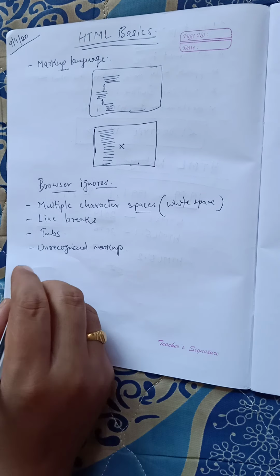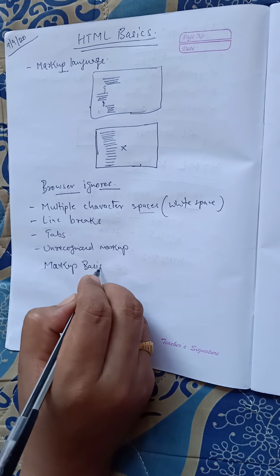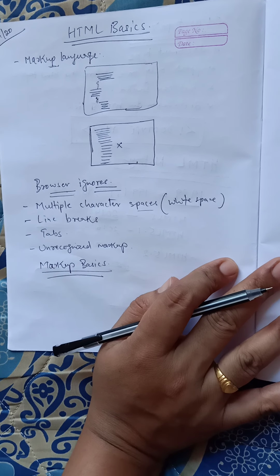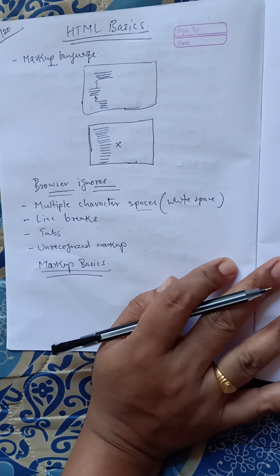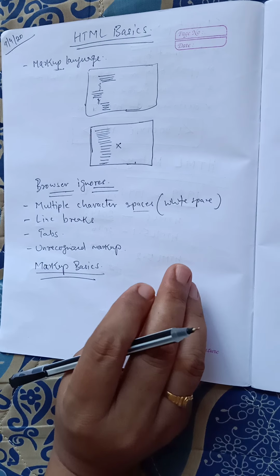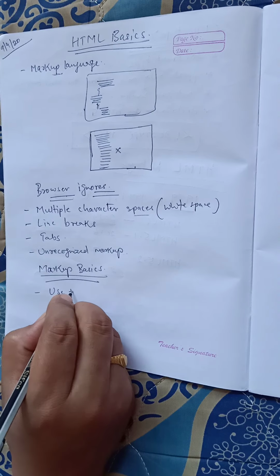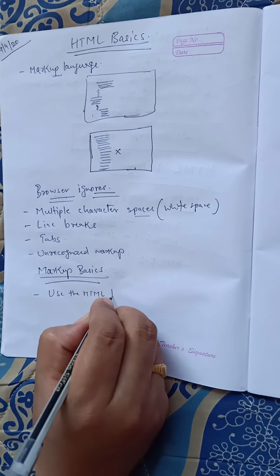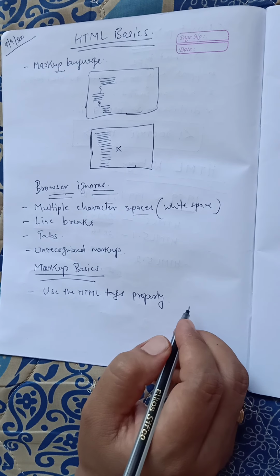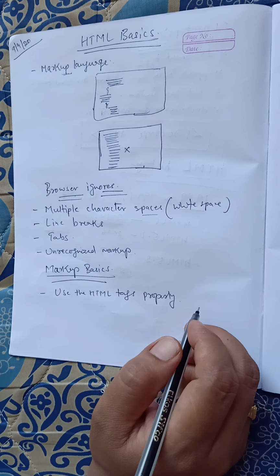so now let us discuss the markup basics. So what are the basics? Markup basics means whatever text we are using must be marked up meaningfully and accurately with the HTML tags. That means we need to use the HTML tags properly. Okay, so logically and semantically, in both ways it should be correct.